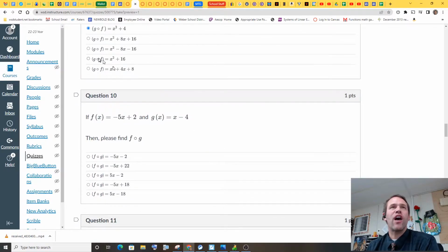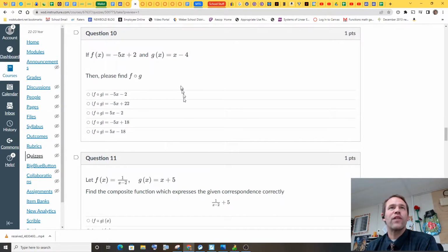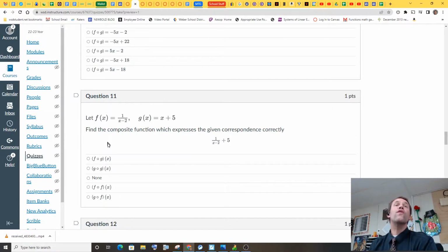Okay, let's go and finish off. Wrong one. Okay, let's go finish off. So question 10 is another composition. This time we're going to plug g into f. Cool. Ooh, find the composite function which expresses the given correspondence. So they want you to do either f of g or g of g or f of f or g of f. And whenever one's correct, you'll yield this answer. So you're taking these two functions, you're doing a composition, but which one of these is the right one? So just go through and try each one and see which one gives you that answer.